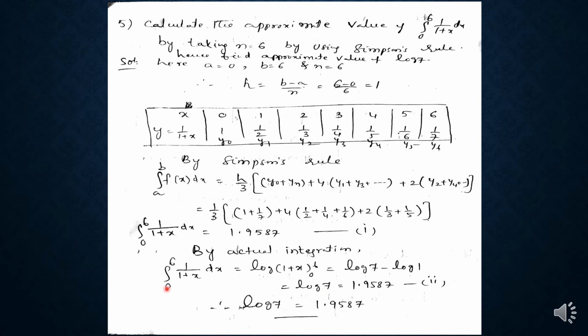So by the actual integration we got log 7, but by using Simpson's rule we got 1.9587. So therefore the log 7 value is 1.9587.